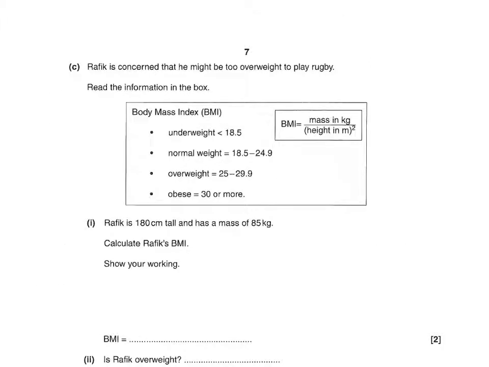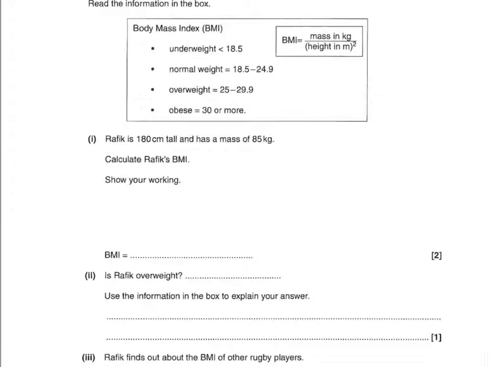The next question asks you to calculate the BMI of Rafiq. Now it gives you the formula here for the BMI, and it tells you that Rafiq is 180 centimetres tall, and he has a mass of 85 kilograms. Now where they're trying to trick you here is that in the BMI equation, the height has to be in metres, but they've given you Rafiq's height in centimetres. Now, 180 centimetres is 1.8 metres. You have to divide that number by 100.